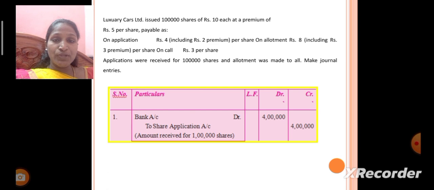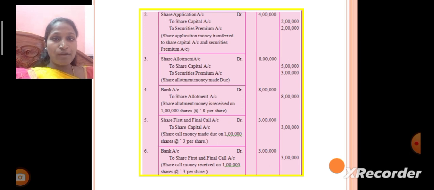Here we are going to see the problem with the premium. Shares are issued at a premium. So first entry is bank account debit to share application. The company has received applications for 1 lakh shares. The application money is rupees 4. So 1 lakh into rupees 4, 4 lakh.